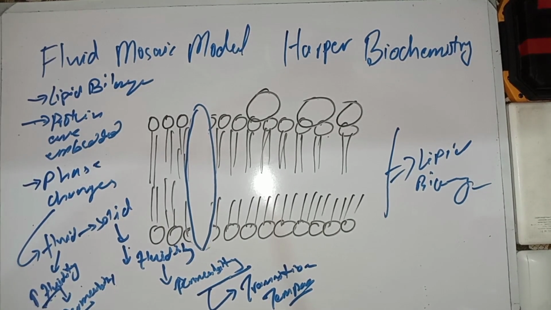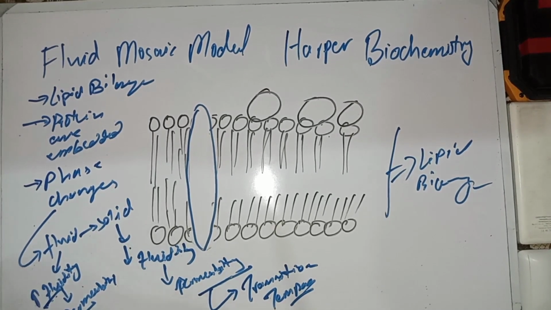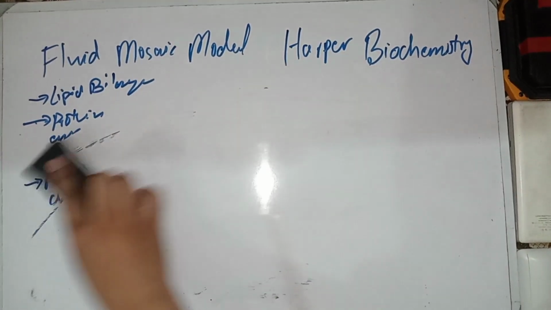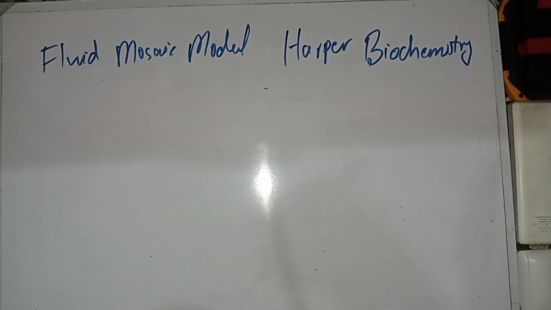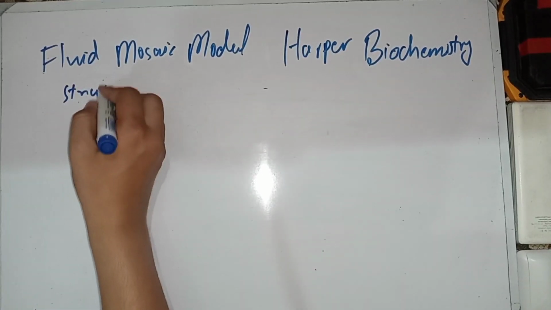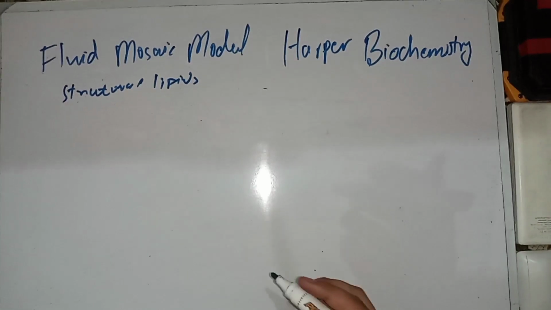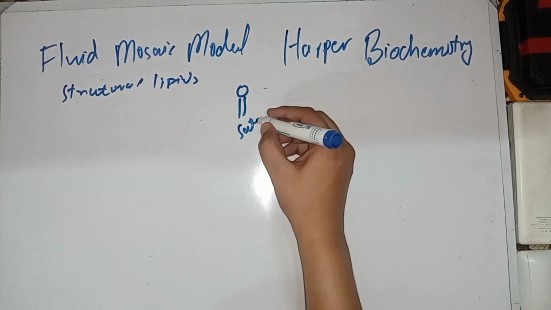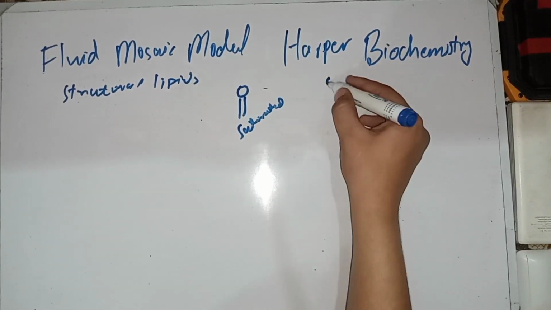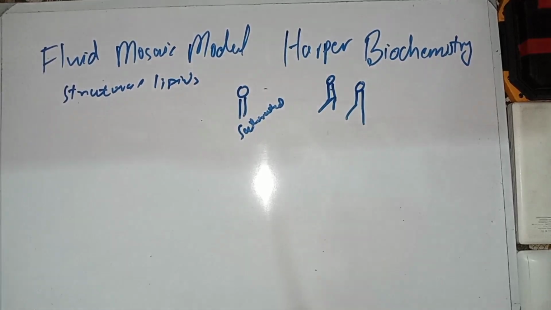Okay, so how can we explain this? Let me explain. The fluidity of the membrane also depends upon the structure of the structural lipids of the membrane. For example, we previously discussed that saturated lipids have straight tails, however unsaturated lipids have tilted tails. They have tilts in their tails.